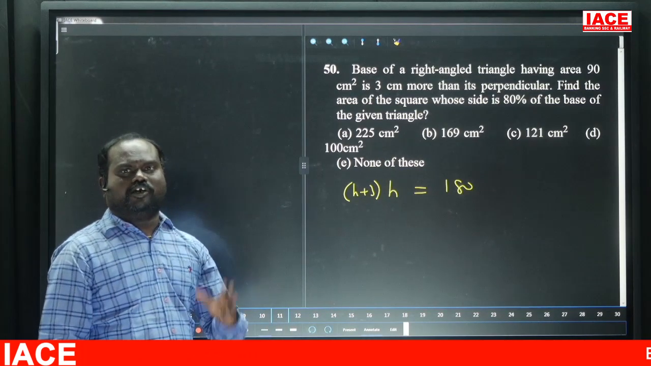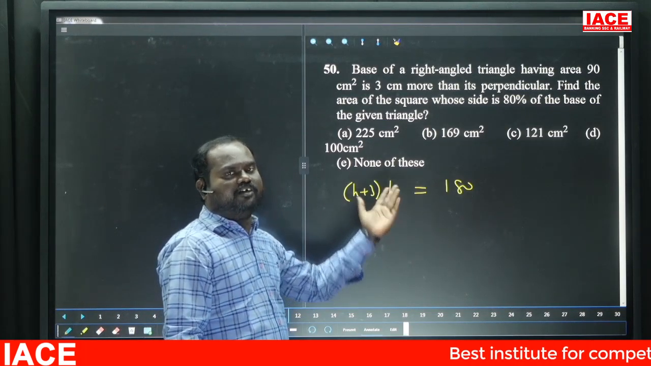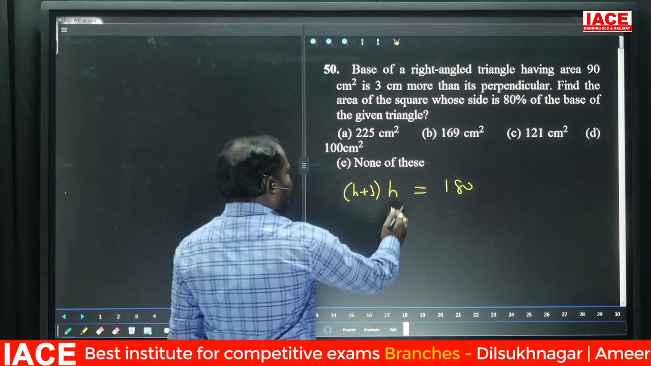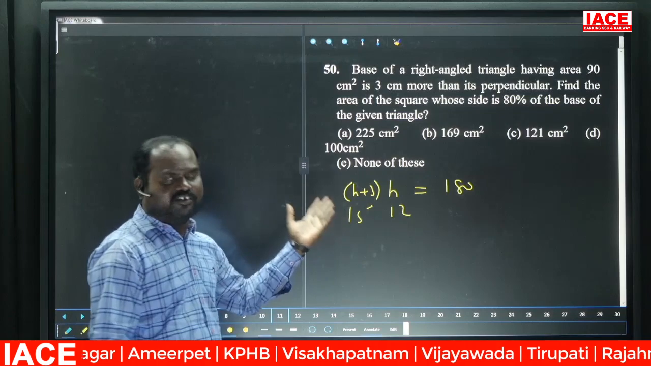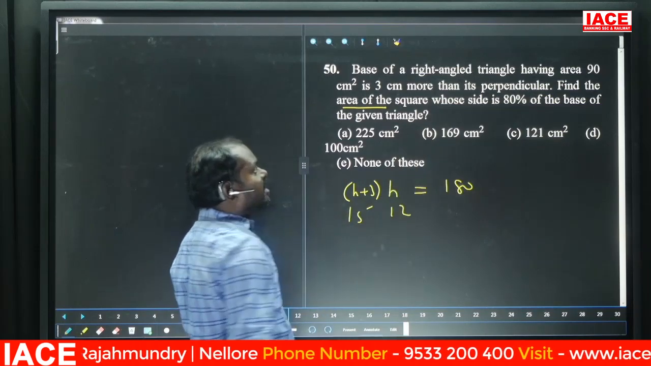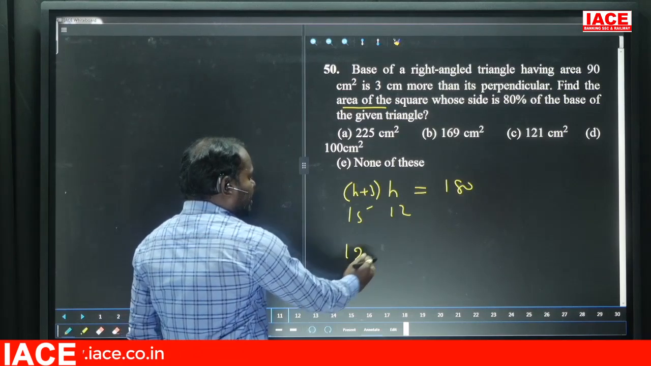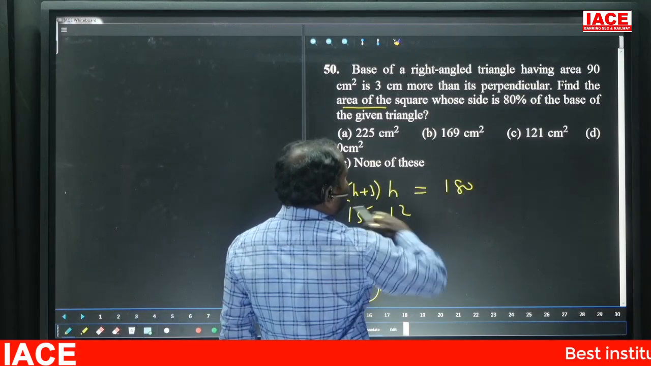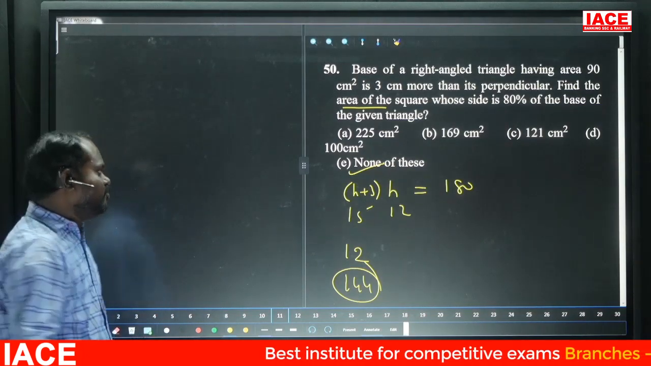Just guess the values, no need for multiplication. A number and the number plus 3 will multiply to 180. Just think about factors of 180: 12, 15. So it is 12 and 15. Just guess the values that much only. So height is 12, base is 15. But find the area of the square whose side is 80% of base. 80% of 15 is 12. Side 12, area 12 square, 144. 144, option not there, none of these. Right. Next.